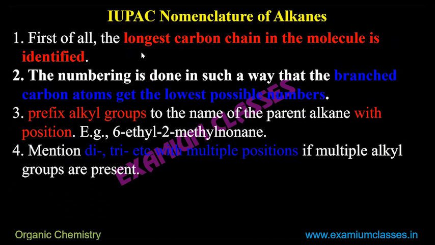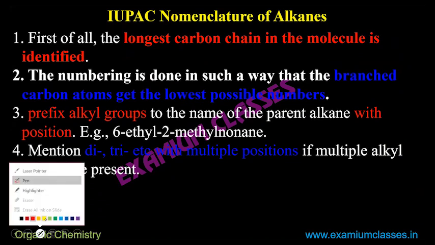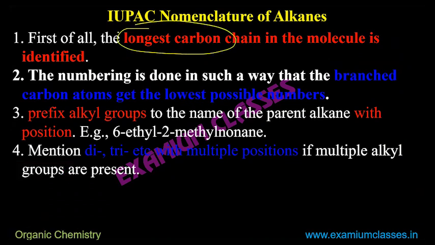So the first rule was we need to find the longest chain. Then the numbering is done from that side where the branch is nearest. If two branches are from the same side at the same place, then we see the next branch, whether it is nearest to left side or right side, in that case. And so on.